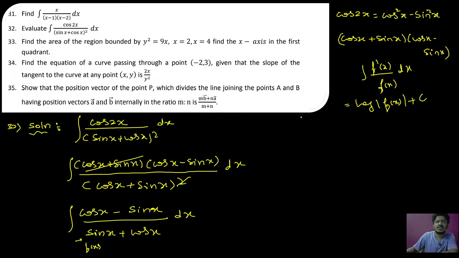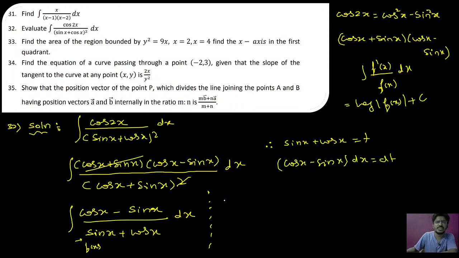Otherwise, you can also take sin x plus cos x as t and you can simplify. No problem. Therefore, it is in the form of the integration of f dash of x divided by f of x. So either you can take sin x plus cos x as t. So therefore, (cos x minus sin x) into dx will be equal to dt.